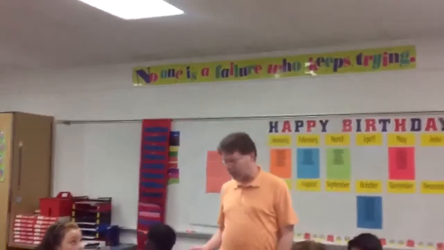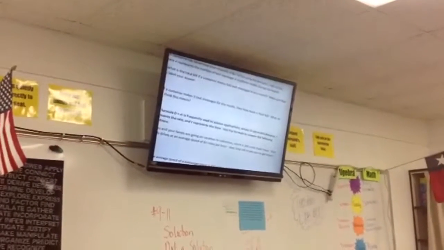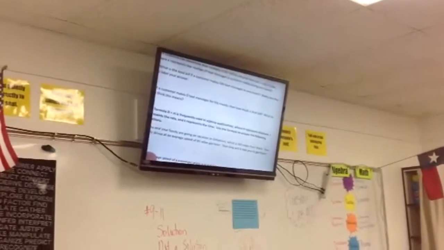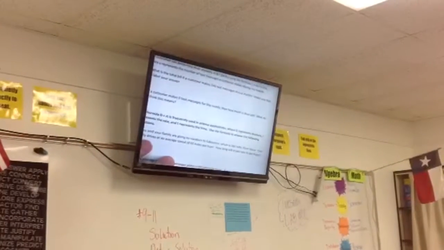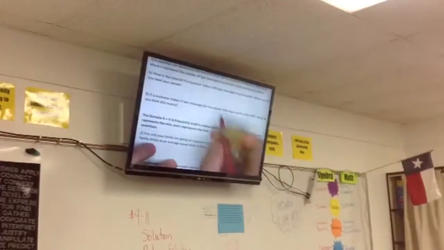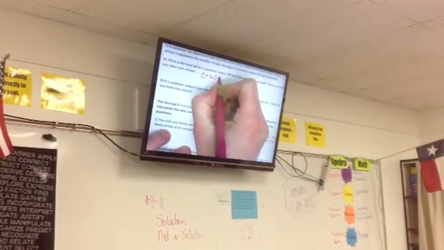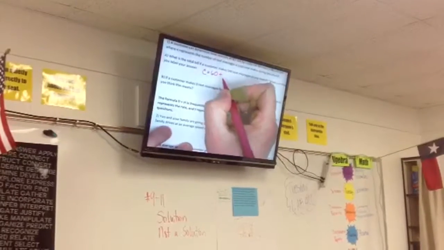We're talking about a cell phone bill with AT&T, and we're talking about text messages. What formula does it tell me that I need to use to figure out the total cost of my phone bill? Can somebody raise your hand and tell me what formula I would use for 1A? Nikki. C equals 60 plus 0.10.